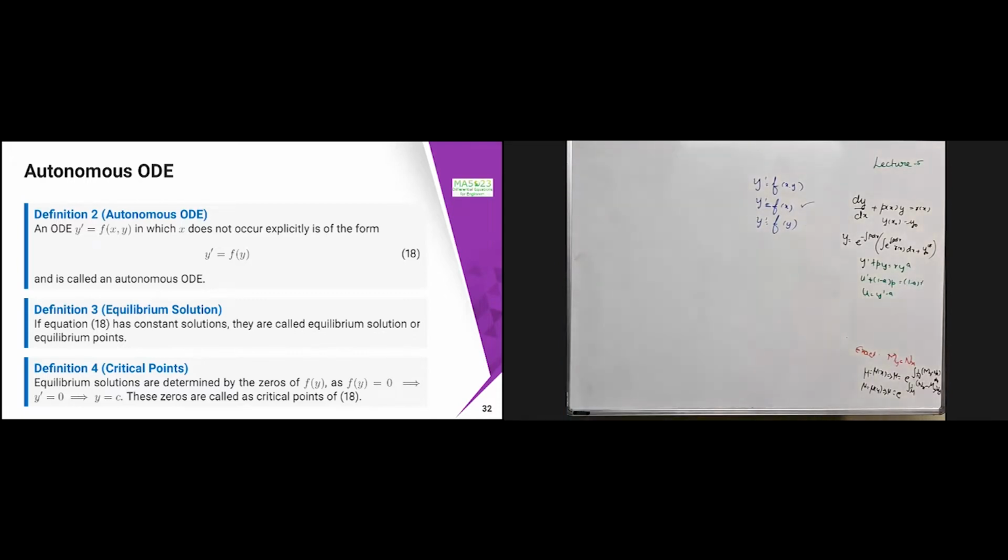If we can write the ODE in this form, y dash equal to f of y, where x is not occurring at all, then that ODE is called autonomous ODE. This is a very simple case. You can simply integrate and then you can find the solution. And this case is called autonomous ODE.